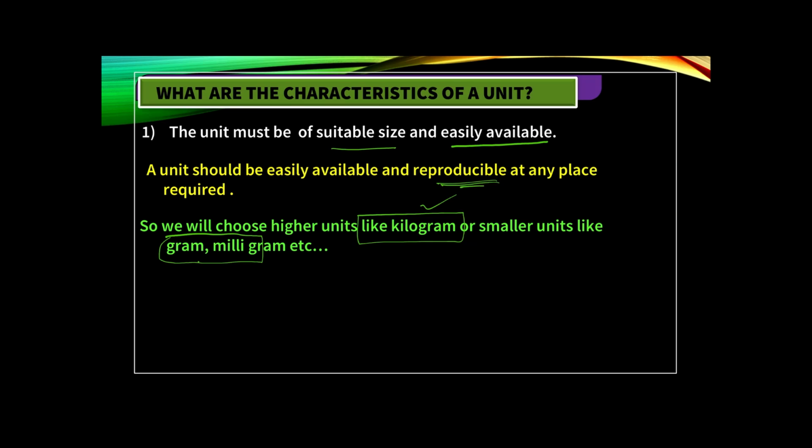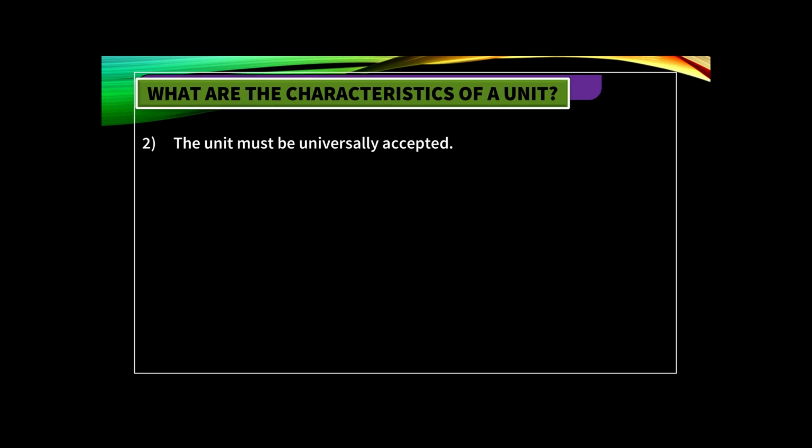And reproducible, which means if you have 1 kilogram, what is the conversion? Just 1000 gram. So it is reproducible. From kilogram, you can make gram. So the first characteristic of a unit is it should be of suitable size depending on your requirement, and it should be easily available. Second characteristic, it should be universally acceptable.